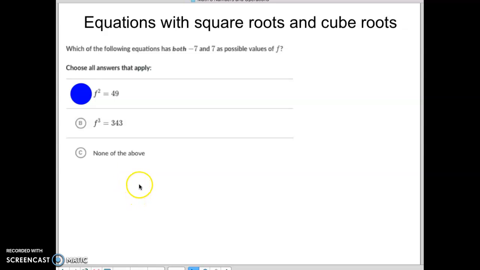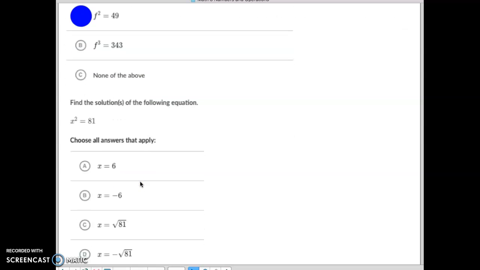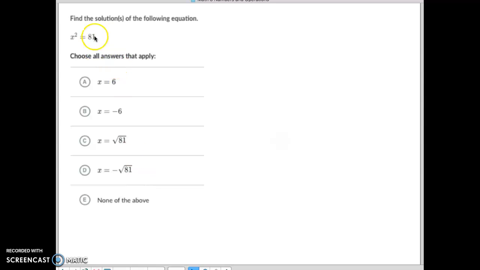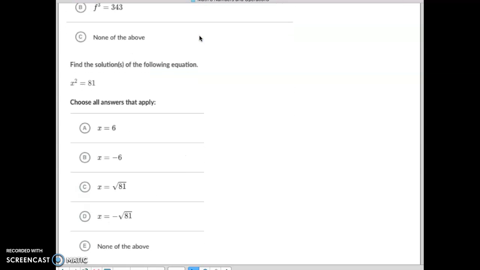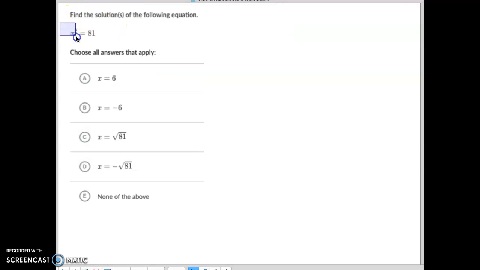All right, let's do our next one. Okay, we've got this one. Find the solutions to this: x squared equals 81. Well, we know that x squared equals 81. We're looking for 9 times 9 would be 81, but then remember, just like we did in this last one right up here, if 7 times 7 equals 49, -7 times -7 can also equal 49. So down here for 81, we could have 9 times 9 is 81, or -9 times -9 is 81.